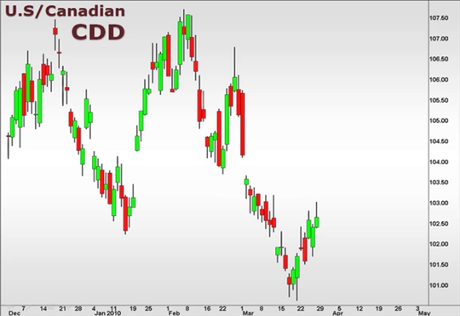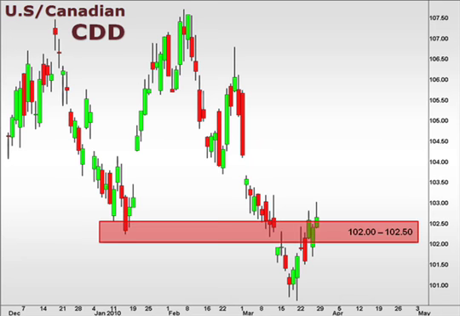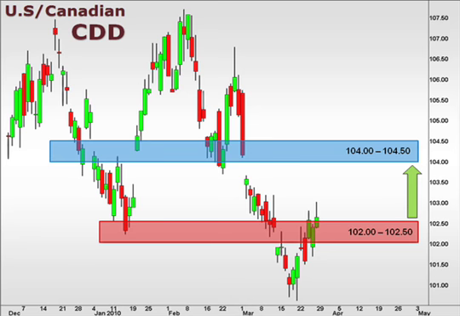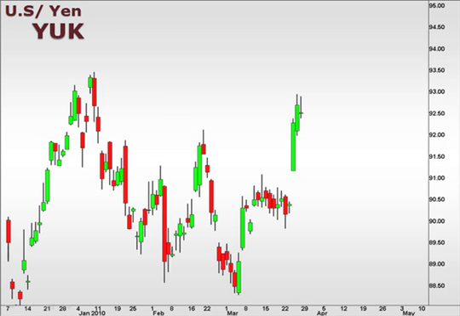Well, the U.S. dollar managed to gain some ground back against the Canadian dollar, as seen here in the CDD. We talked about this 102.5 focal zone being an important level of resistance. The pair managed to inch its way higher and consolidates within that focal zone at this point. Now, should we see a follow-through to the upside, we'll be targeting the 104.5 focal zone within the next couple of weeks. Let's take a look now at the YUK, the US versus the Japanese yen.